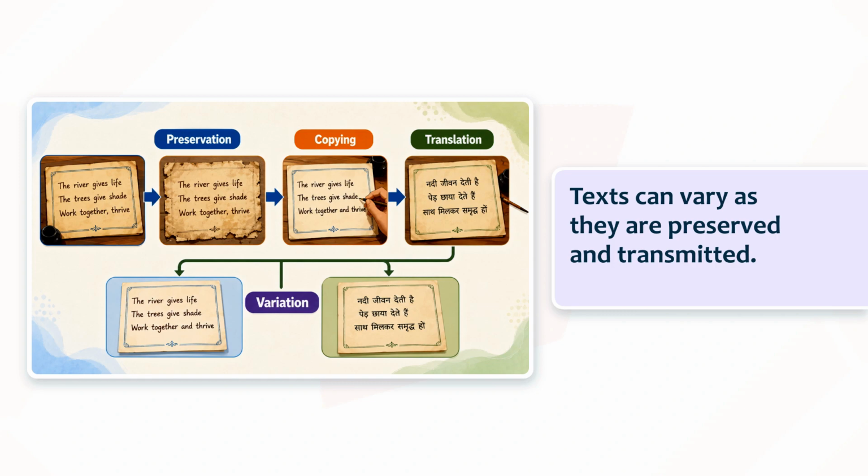The final pair shows the result of a transmission path. Texts can vary as they are preserved and transmitted. Copying and translation can also contribute to differences between surviving versions.